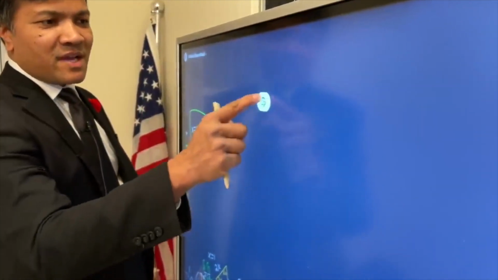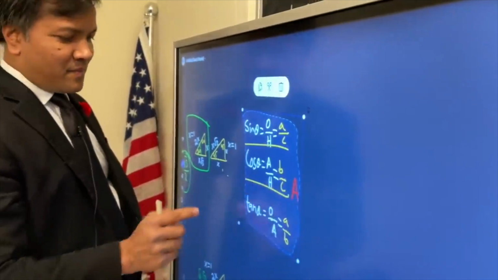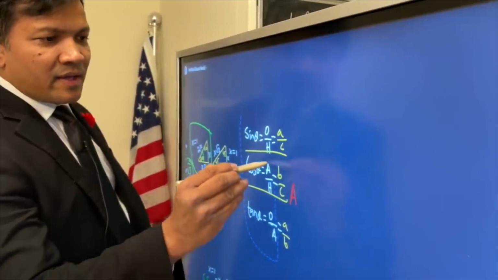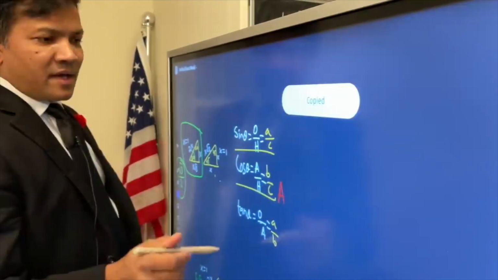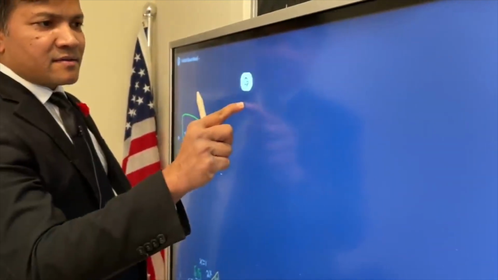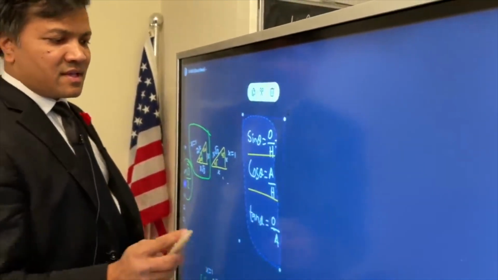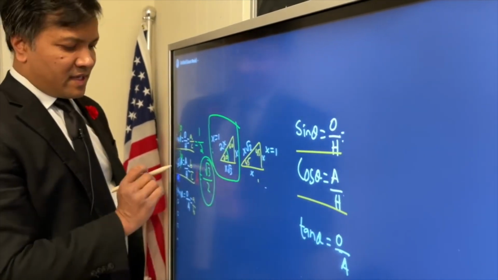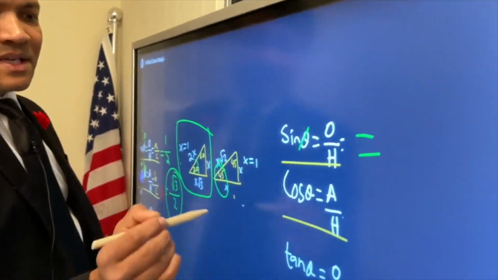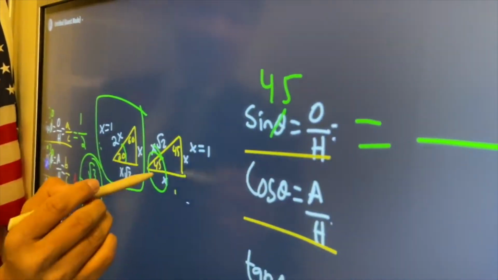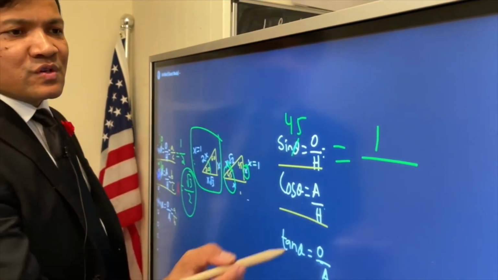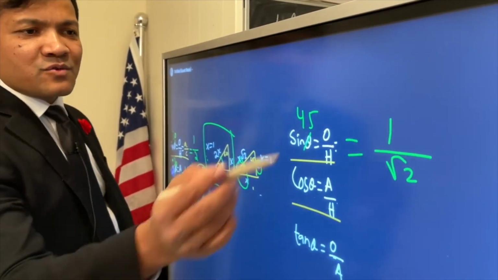So let's copy and paste one more time, in an even nicer way. I'm going to copy and paste it right over here. Let's see what we can accomplish with this. Let's put it over here and let's see the sine 45 degree. Sine 45 degree is opposite x. x is 1. Hypotenuse is x root 2, so square root of 2. By the way, we have to rationalize it.